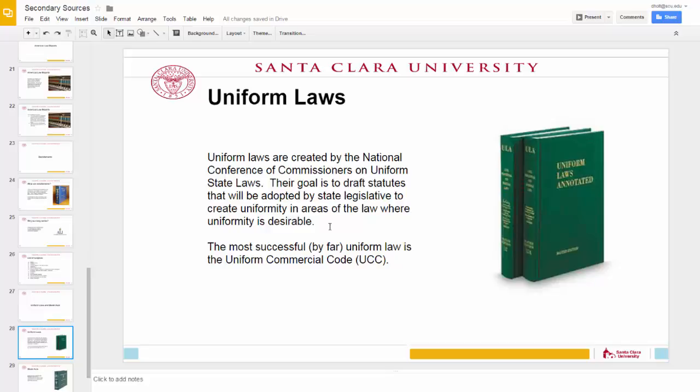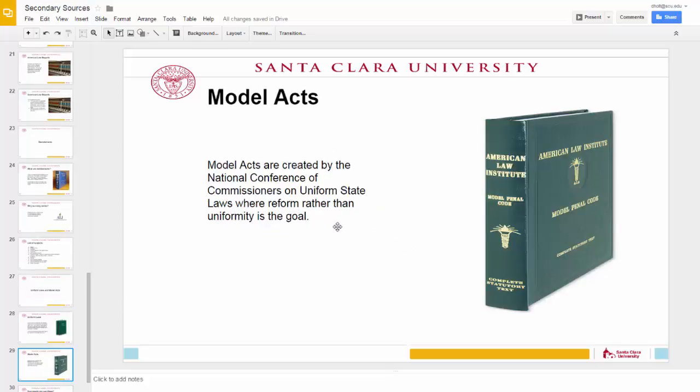What are some other areas that we can think of? Probate law would be another area. We want expectations for people who own real property in more than one state to be as easy and straightforward as possible, and so the probate process would be another area where the uniformity would be desirable and a uniform law would be effective. Model acts are similar in that they are to be adopted by state legislatures, but they're in areas of law where uniformity is not necessarily the goal.